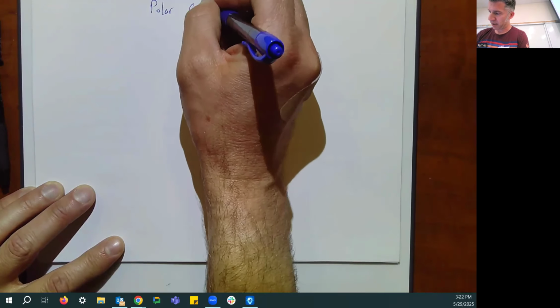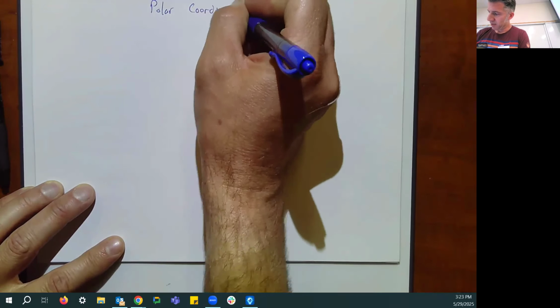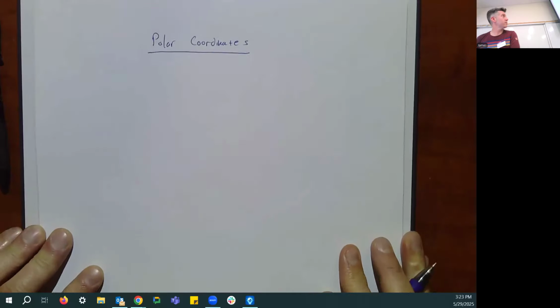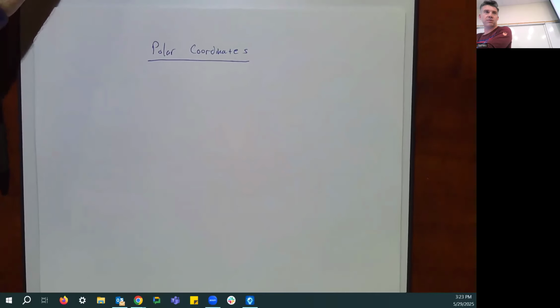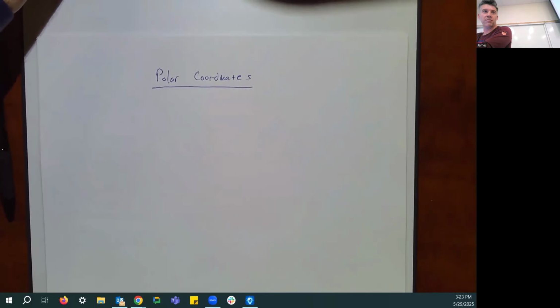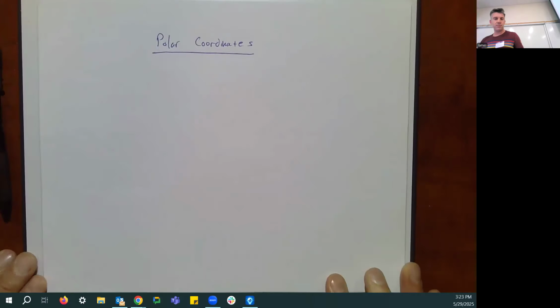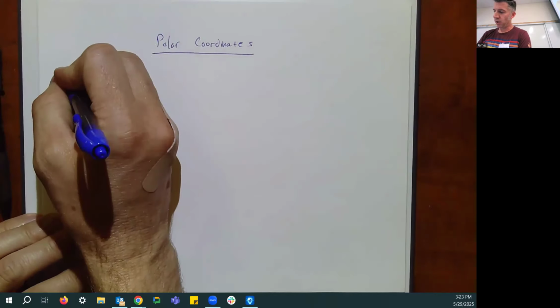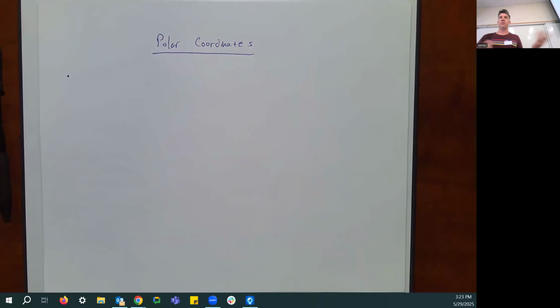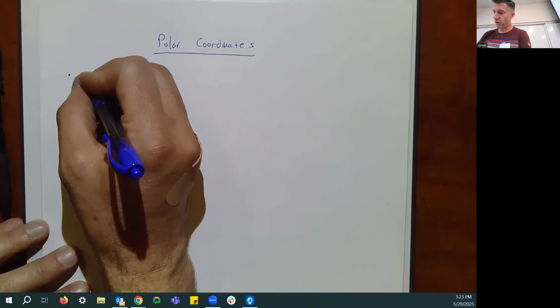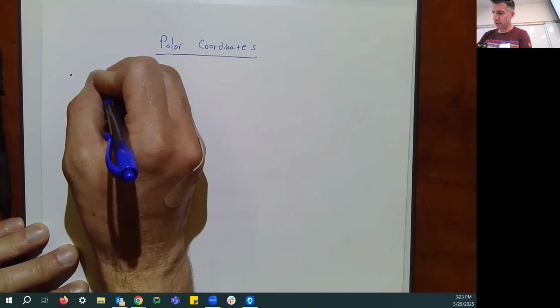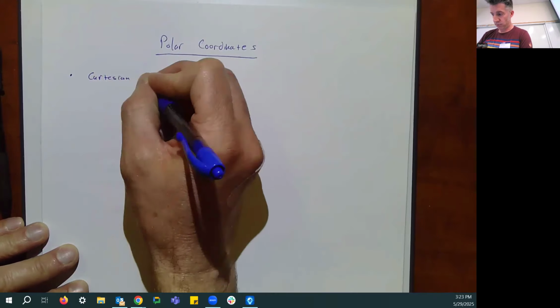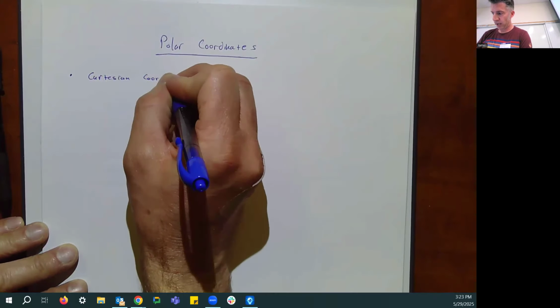Polar coordinates. Let me actually do myself a favor and move this up a little bit. Okay. So polar coordinates are another way of describing a point in two-dimensional space. So Cartesian coordinates, which you're very used to, just your usual x and y.